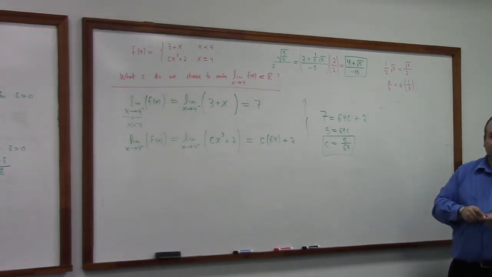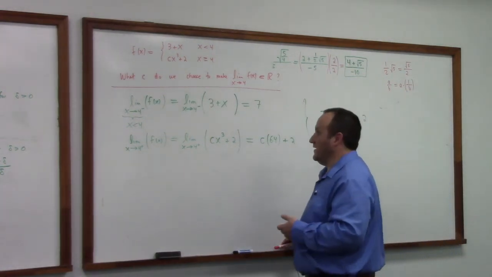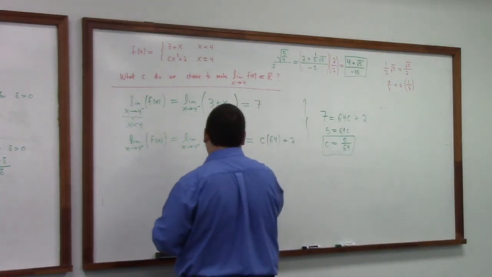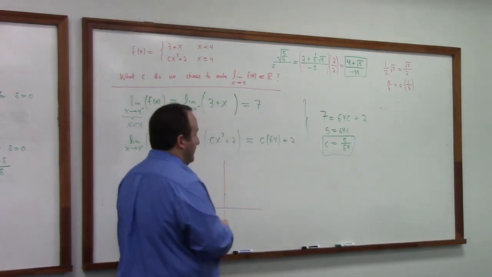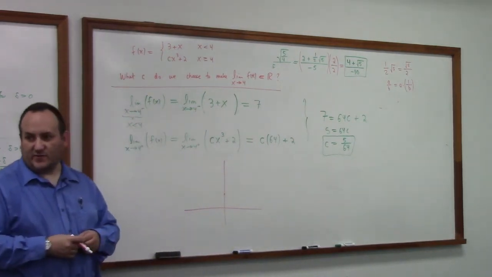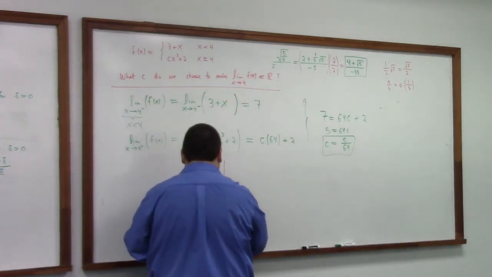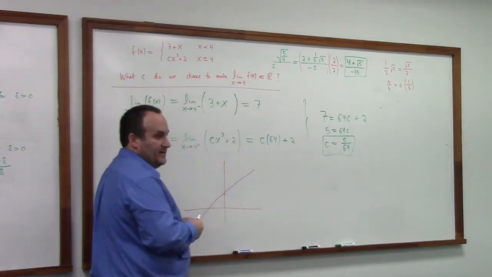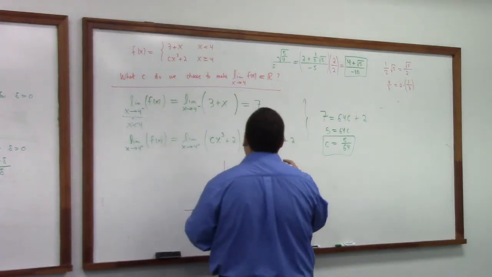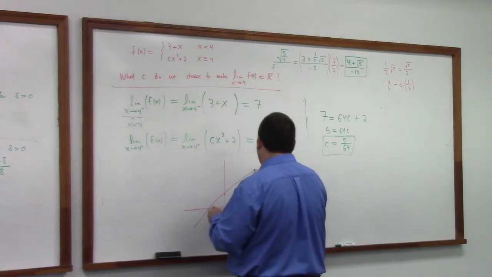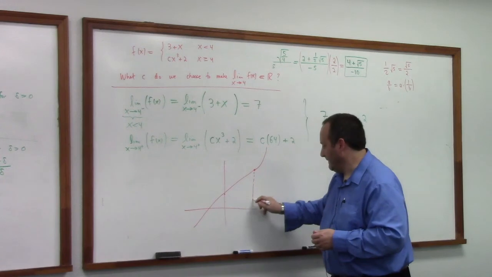Now, graphically, what's the meaning of this? Like, what are we doing? If you want to take a step back graphically for a second here, what's 3 plus x look like? That's a line with slope 1, and it has a y-intercept of 3. So it looks like that. And what we just did is we picked a value for c such that this c x cubed plus 2 starts there, so they match up at 4. That's what we've done.